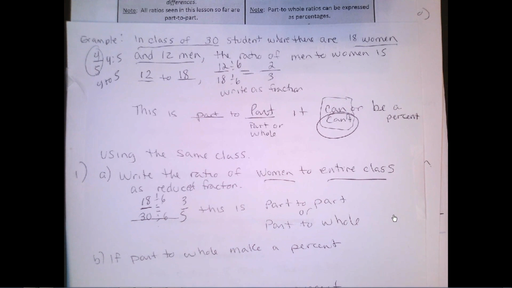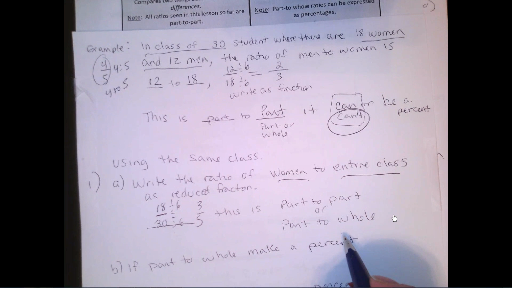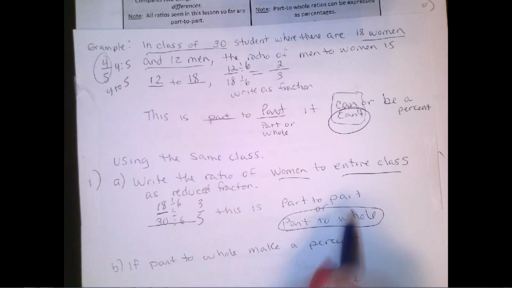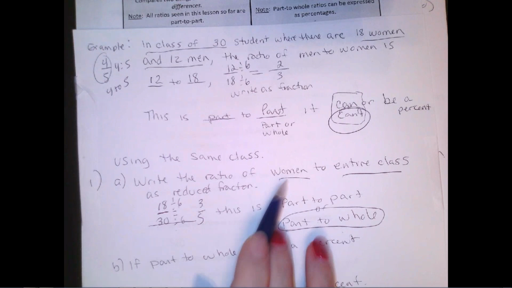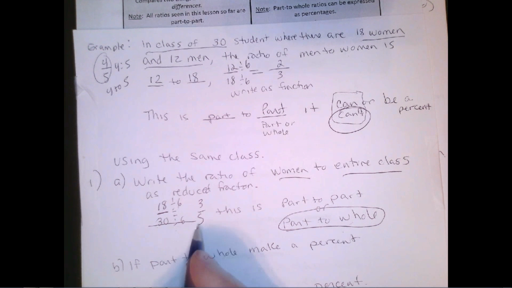Okay. Is this part to whole or part to part? Part to whole. Very good. Okay, got Brian, Caitlin, a whole bunch of people responding. Yep, the 30 is the entire class. The women is part of that, part to whole. So can we make this a percent? Yes.